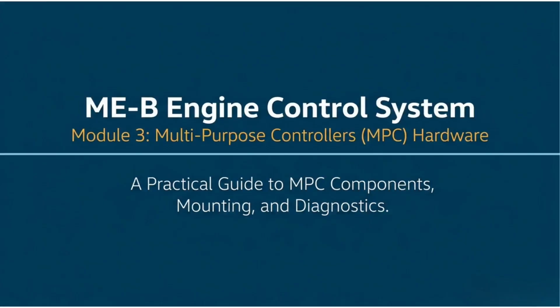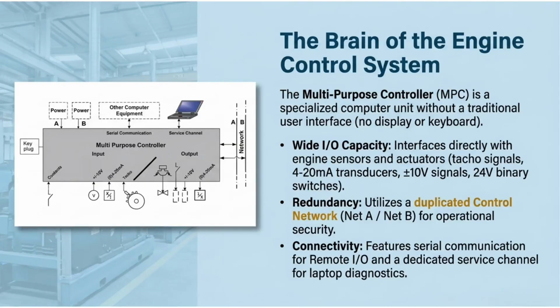Today we are diving into the physical architecture of the MPC, the universal building block of the electronic control system. The MPC acts as the absolute brain of the engine control system. It operates without a traditional display or keyboard, utilizing a wide I/O capacity to interface directly with engine sensors, 4 to 20 milliamp transducers, and 24-volt binary switches.